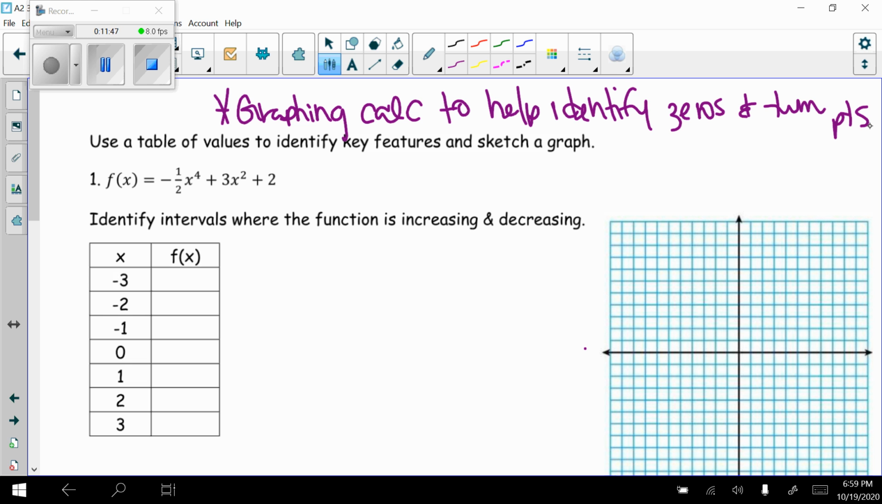So number 1, f of x equals -1/2 x to the 4th plus 3x squared plus 2. I can look at possible turning points. My highest exponent is a 4, so 4 minus 1 is 3. So this graph could have at most 3 turning points. So we want to identify the intervals where the function is increasing and decreasing.